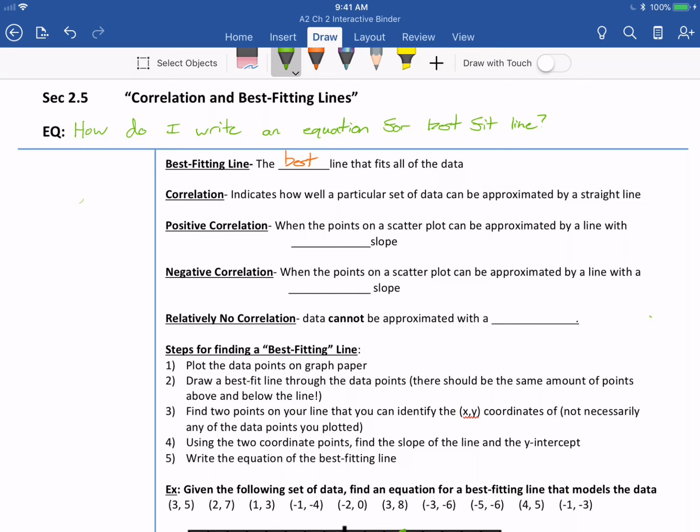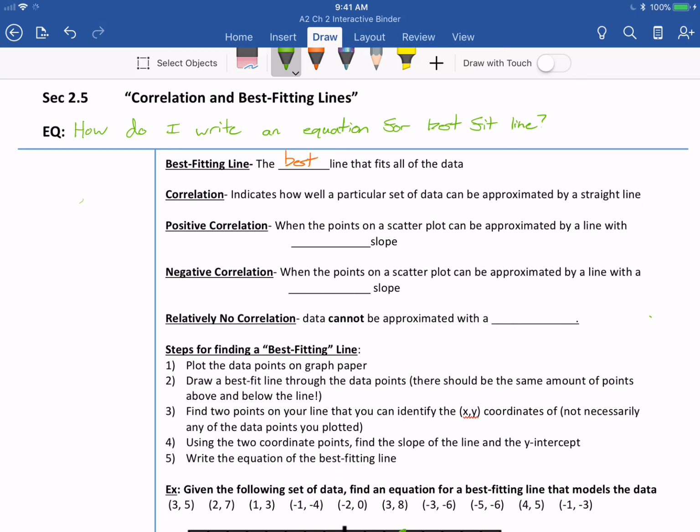So today we're looking at correlations and best fitting lines. We're going to take some data and find a line that best goes through this data, and then we're going to write an equation for that line. This data might not be perfectly linear, so the points might not make a perfect line, but they're going to approximate a line for us so we can throw a line in there.